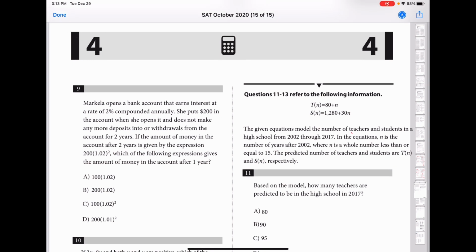Number 9. Markella opens a bank account that earns interest at a rate of 2% compounded annually. She puts $200 in the account. So 200 is the principal starting amount. And then she doesn't make any more deposits or withdrawals for 2 years.